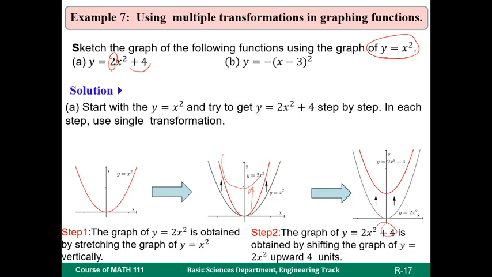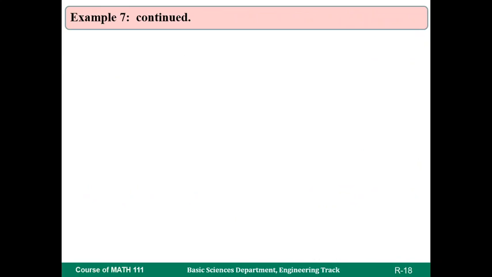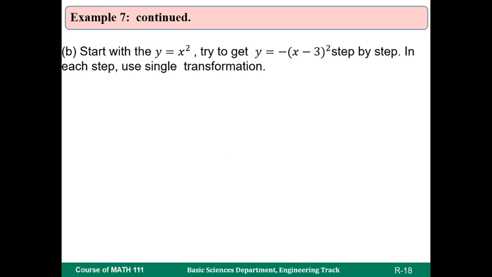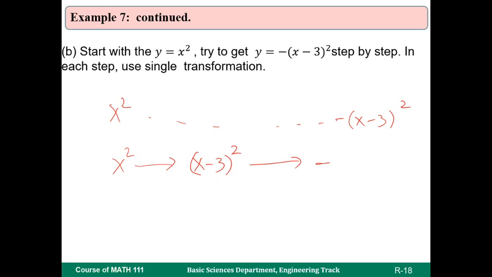So look at the other question here. Now let's look at part B. And the idea to approach this problem is this. Let's start with the basic function x squared and try to get this one by using steps. There are several ways you can do it. One way is going to x squared, then making it (x minus 3) squared, and then multiplying with a minus sign here.